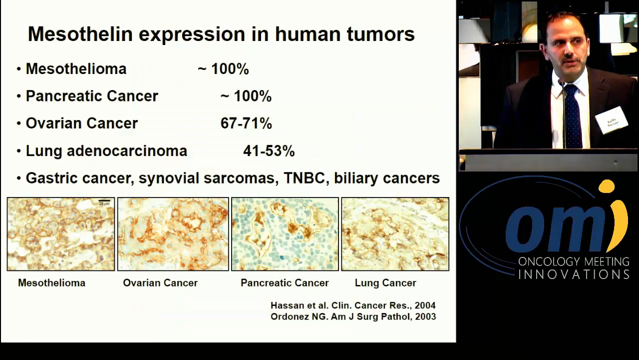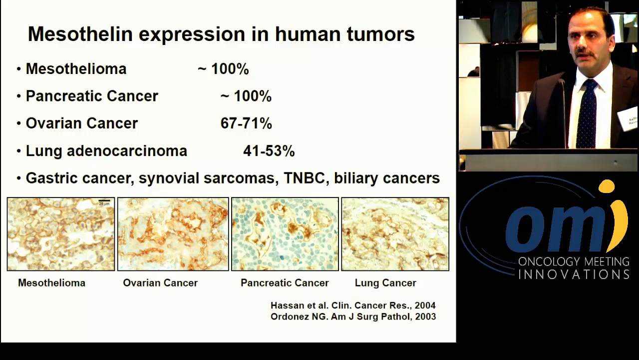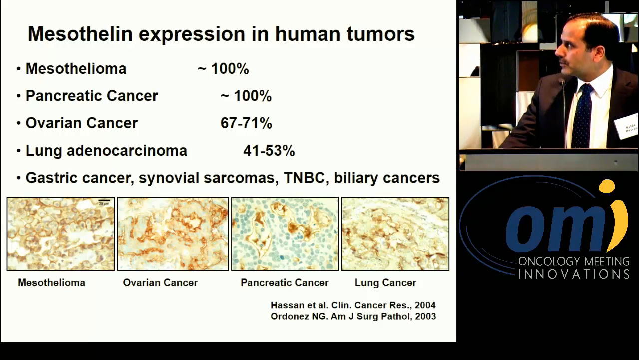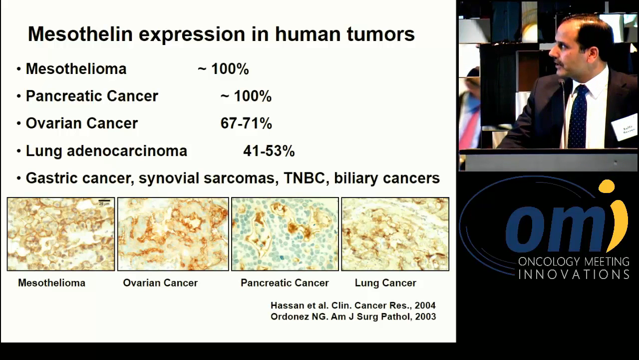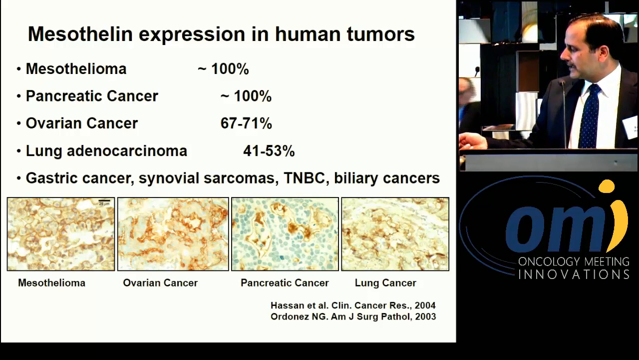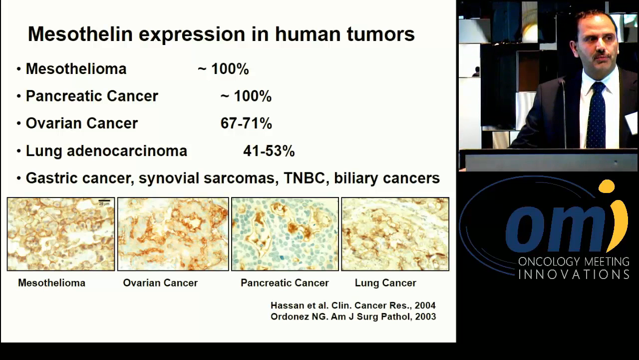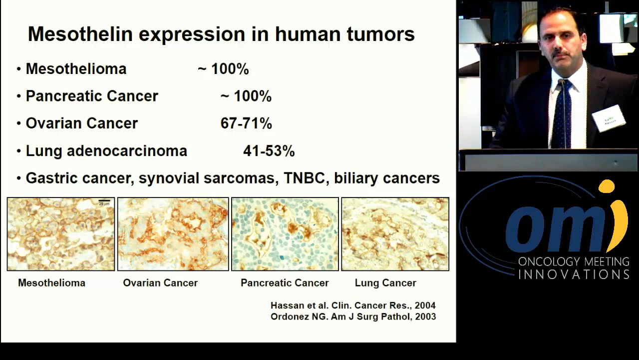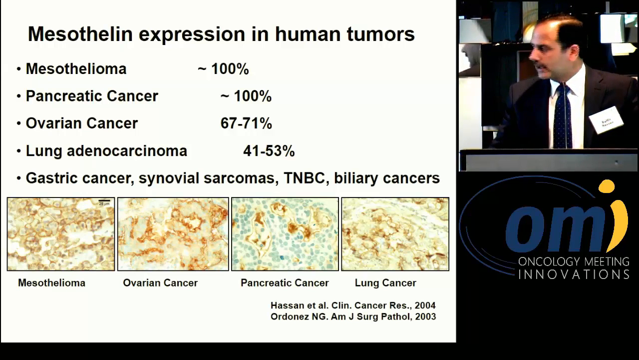We and others have shown that mesothelin is highly expressed in many cancers. Almost all epithelial mesotheliomas express mesothelin, as well as the majority of pancreatic adenocarcinomas, 70% of ovarian cancer, as I discussed yesterday, about 50% of lung adenocarcinoma, but it's also highly expressed in other tumors, including gastric cancer, synovial sarcoma, triple-negative breast cancer, biliary cancer, and pediatric AML. So the therapies that we are developing targeting mesothelin have a wide implication for many different cancer types.